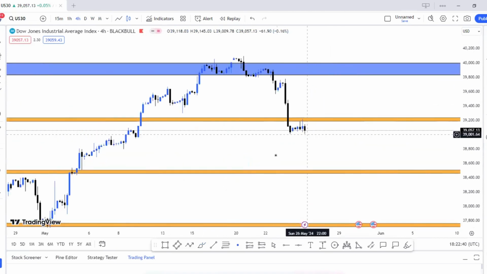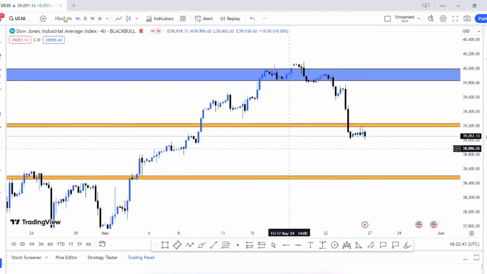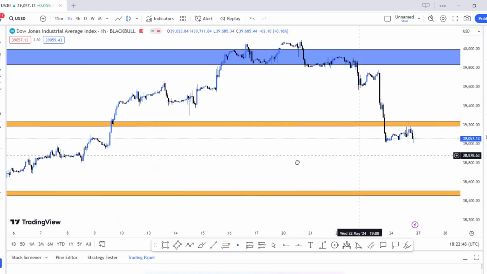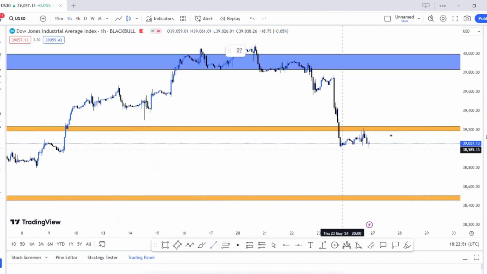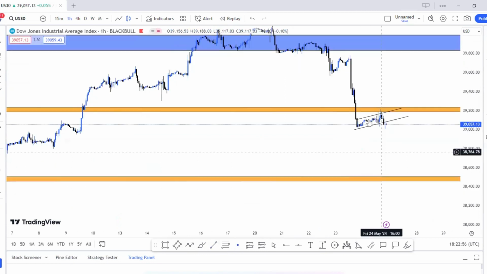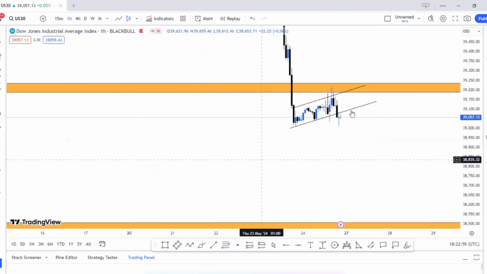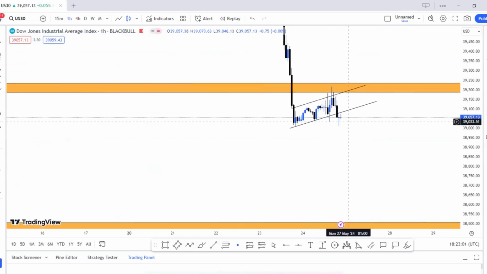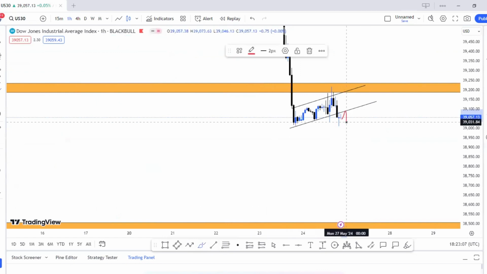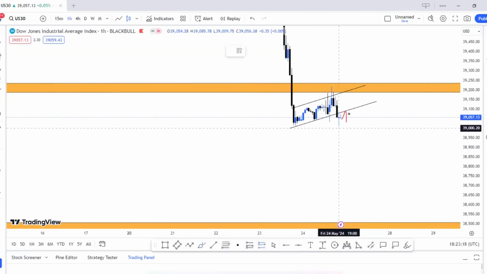How we can take opportunity from this trade is to scale over to the 1 hour time frame, and what I can see from here is that price is creating a flag. As you can see, price is creating a flag. So now what we need to see is a little retest, and then a bearish candle closing below. Then we'll be looking to short this market from here.